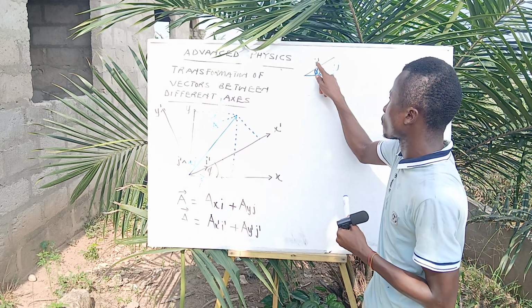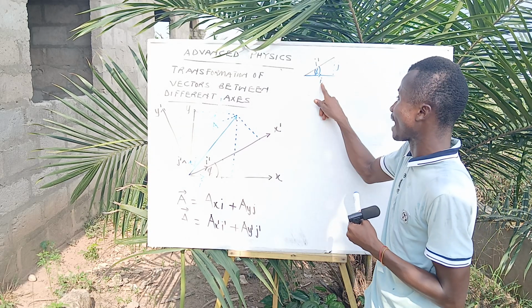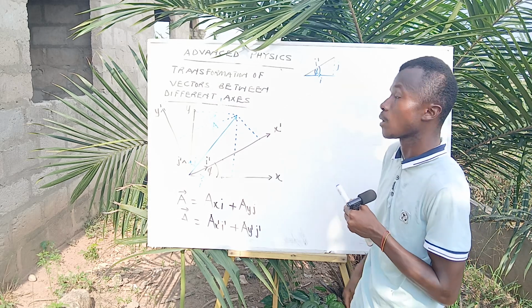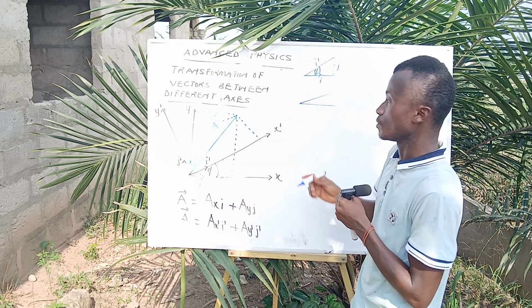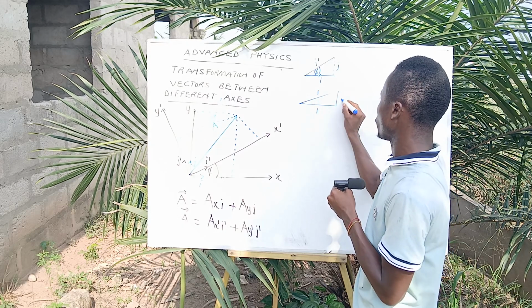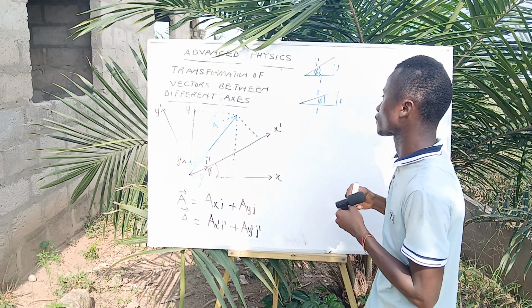The magnitude of i prime is 1. The magnitude of i is 1. The magnitude of j is also 1. So if we draw the triangle in terms of magnitude, we have 1 here, we have 1 there, then we have 1 here, then we have phi in between.